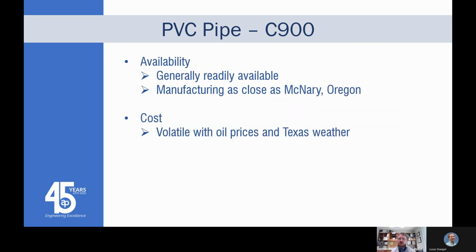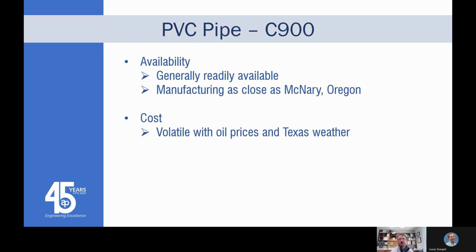Like we talked about, PVC pipe is generally readily available. Again, at the time of this recording, things are a little crazy, but there are some big manufacturers, like JM Eagle and Diamond, and there are others. As far as our local region, there's manufacturing as close as McNary, Oregon. JM Eagle has a manufacturing facility over there out of Umatilla. And again, the cost, as compared to other pipe types, is usually a little bit on the cheaper side, compared to something like HDPE.